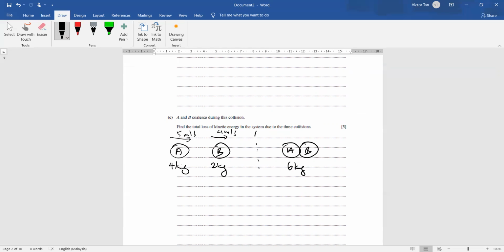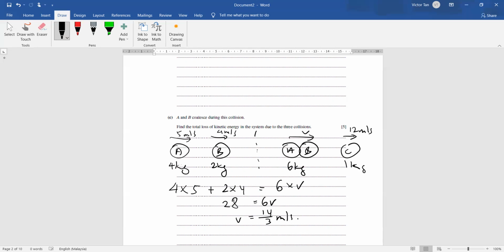So the total mass is 6 kilogram. Let's put the speed as V. The law of conservation of momentum: 4 times 5 plus 2 times 4 equals 6 times V. 28 equals 6V. V equals 14 over 3 meters per second. Okay. After this collision, C will still be moving at 12 meters per second, which is 1 kilogram.